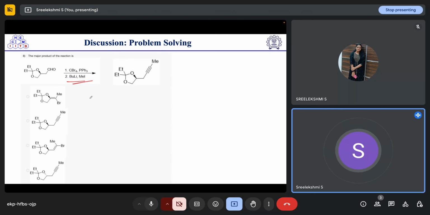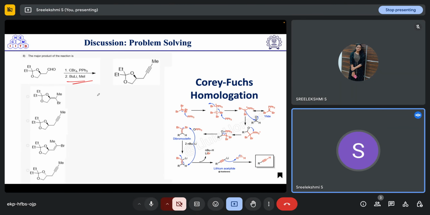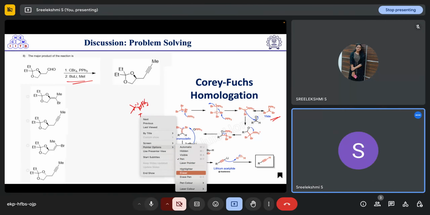So this reaction is an example of the Corey-Fuchs homologation. So first what is happening is that by treating with CBr4 and PPh3, this kind of an intermediate is forming. That is, we can say this kind of a halide is forming, Br, carbon, and then here this carbon, and this is phosphorus, and this is PPh3. So this will be having negative charge and this phosphorus will be having positive charge.